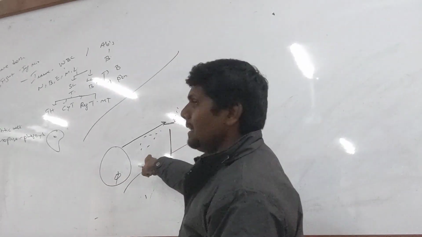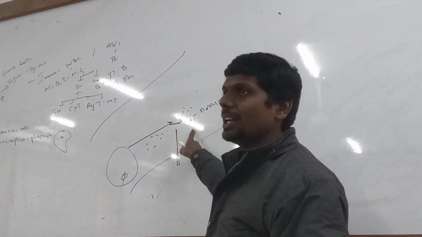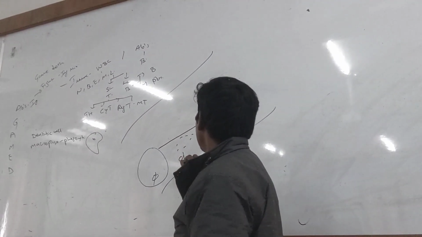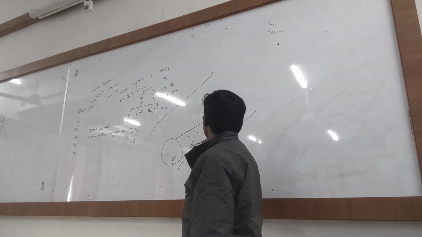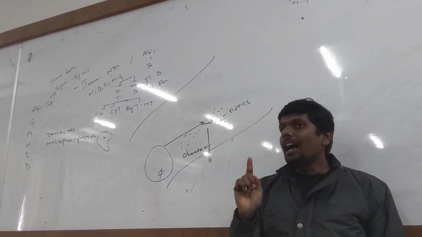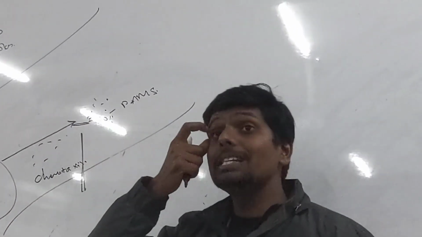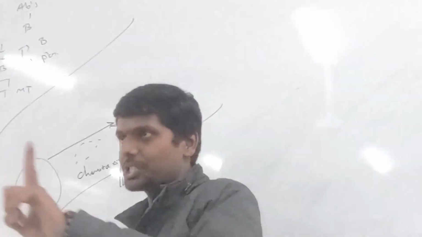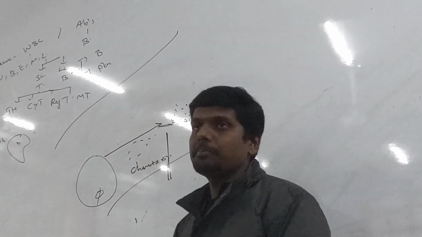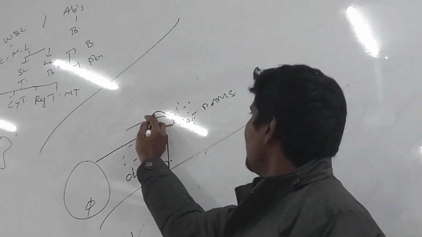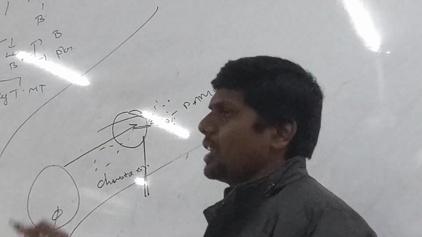Attracted by the chemicals released by the pathogen, this phenomenon is called chemotaxis. The attraction of the macrophage towards the pathogen is called chemotaxis. This is the first step. It got attracted by the PAMPs. Okay, now it came near the pathogen. Now it attached to the pathogen first.